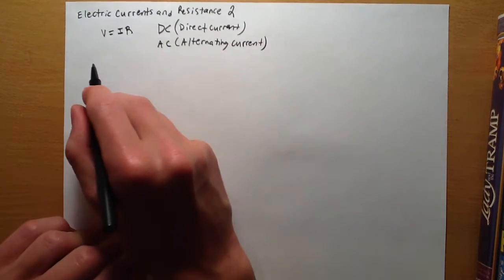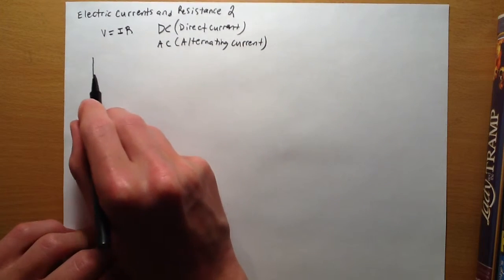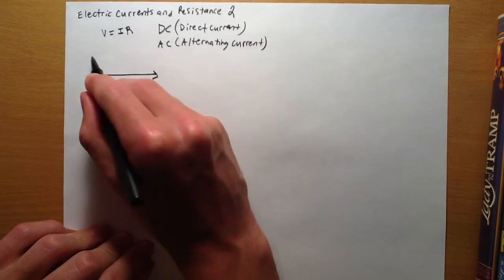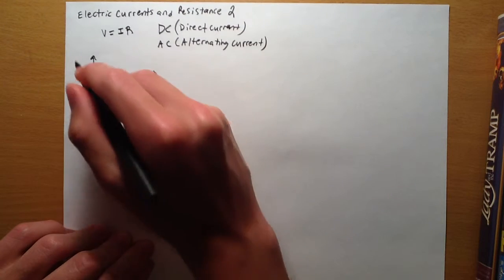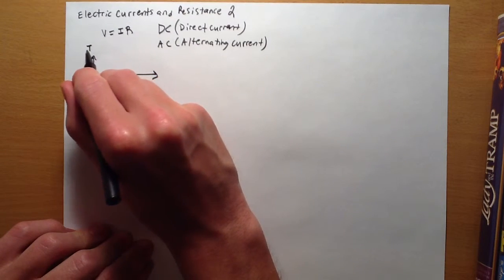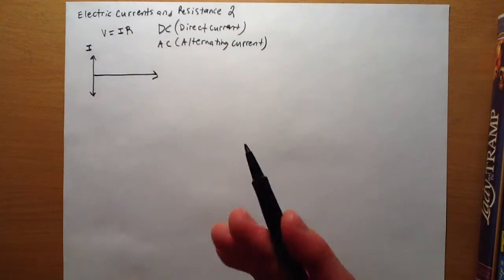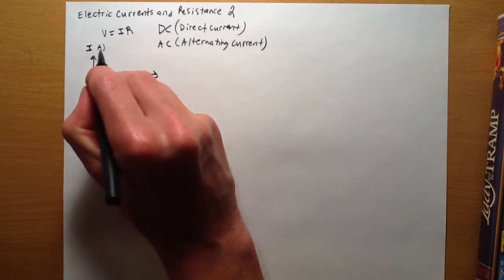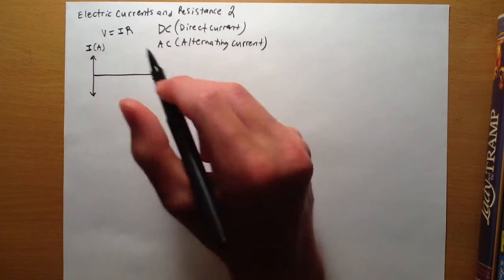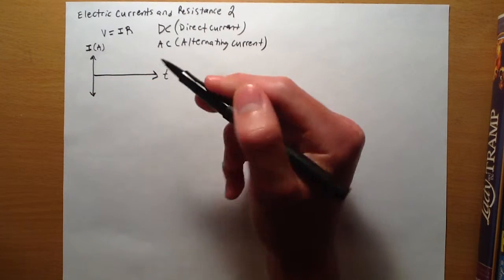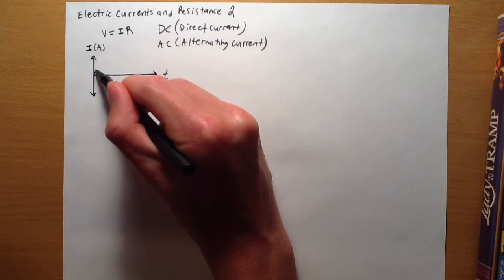So, let's plot alternating current. On the y-axis, we have current, which we give unit of I. And current, which we say is I, has units of amps, which is A. And we have time on the x-axis. So over time, the current changes.